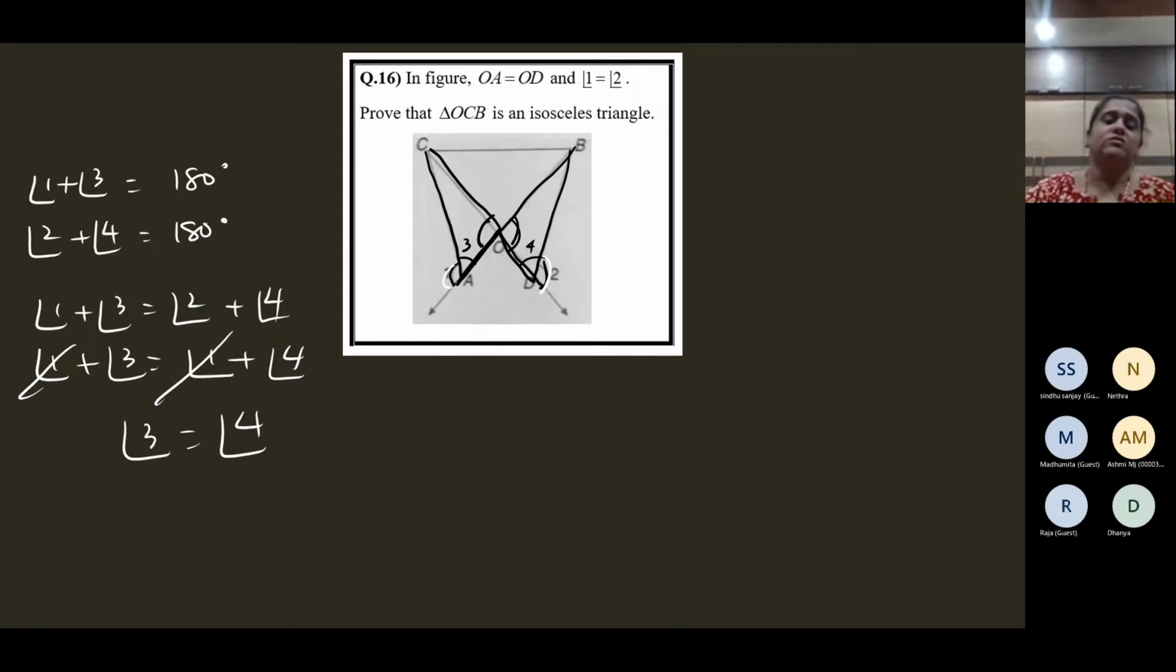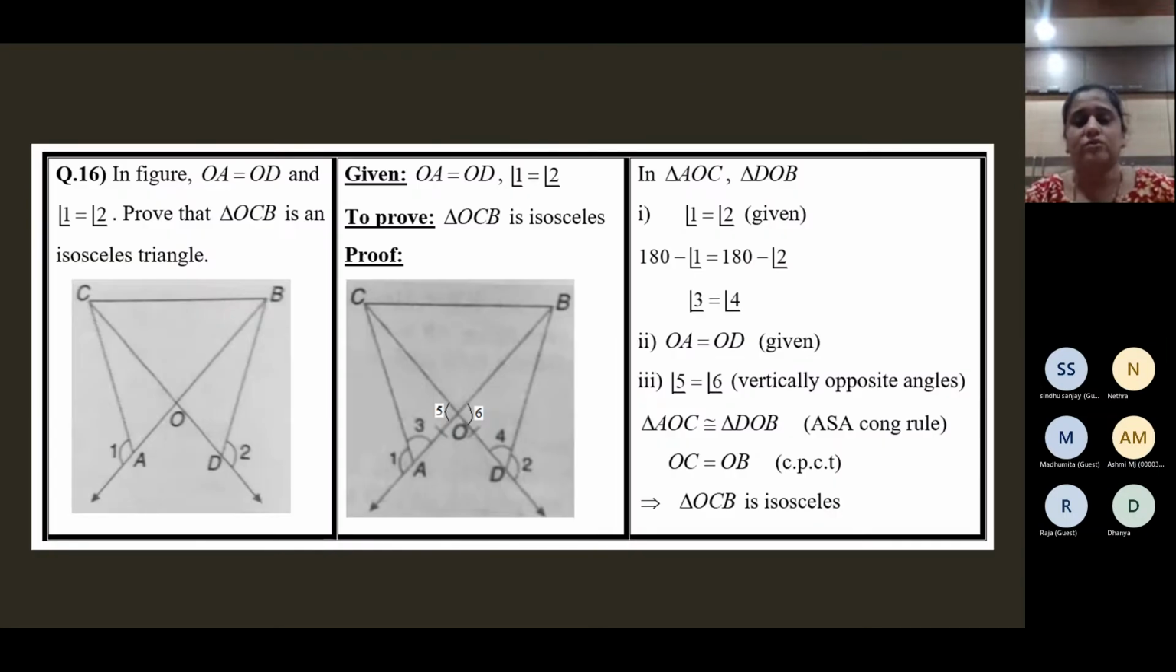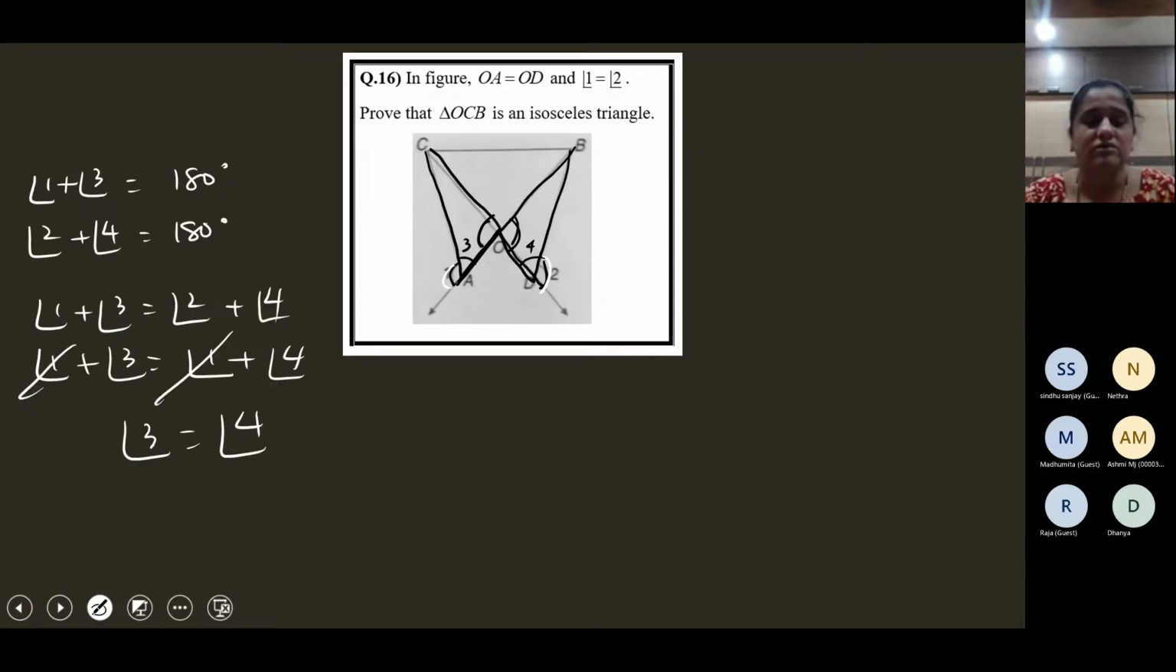Okay. So yeah, 1 is equal to 2 cannot be used directly. So you get 3 is equal to 4 like this. By the ASA rule, the two triangles are congruent. So what I've done here is this is also fine. So see here.